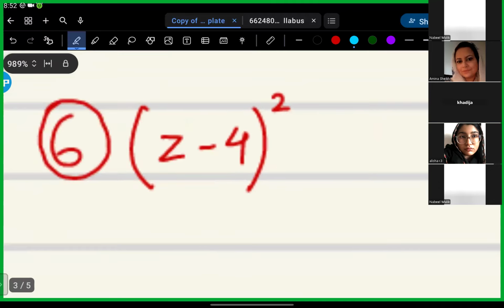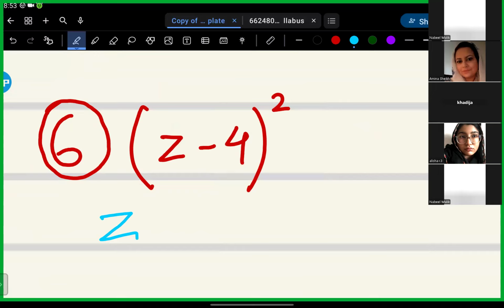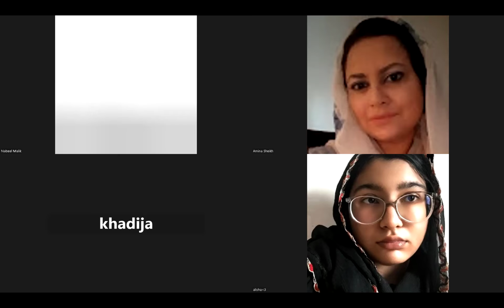Now another question. It's a similar one. You just apply the formula: z square minus 8z plus 16. What we have to understand in these identities is that either there is a plus or a minus before, and after there is a plus sign. Just let me explain what I'm trying to convey.